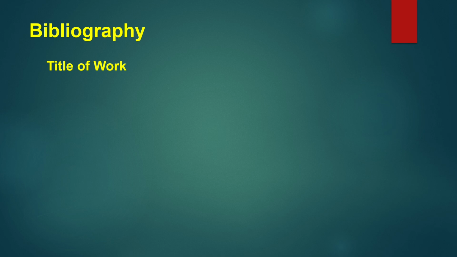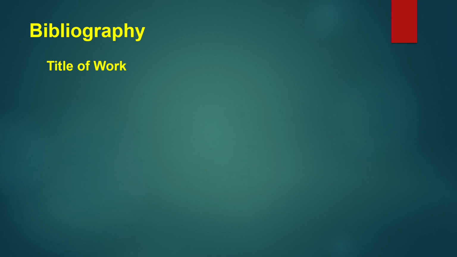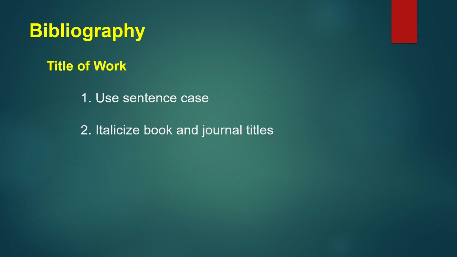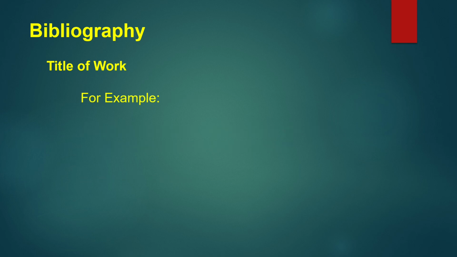And so, the next thing to write is the title of the reference material you used in your research. There are two important things to remember when writing the title of the work. Firstly, use the sentence case. That means to capitalize the first words and nouns only. Next is to italicize book and journal titles, but do not italicize article titles or web page titles, and of course, end with a period. Here are some examples.